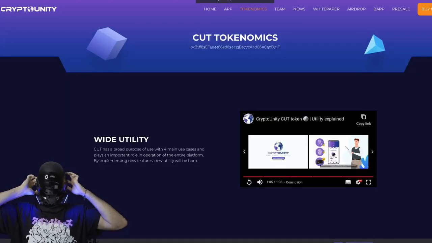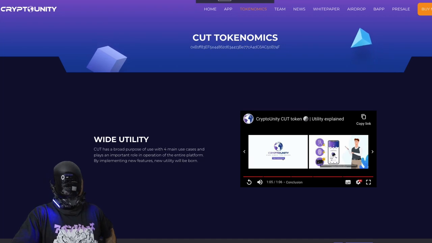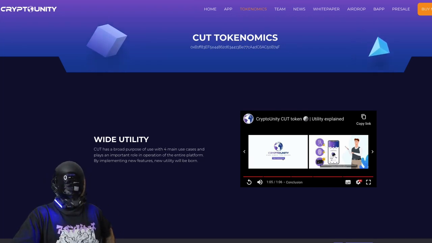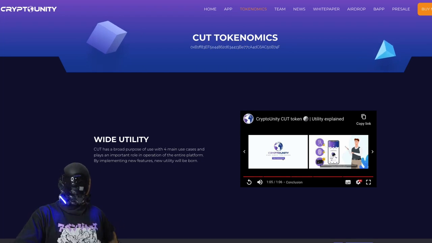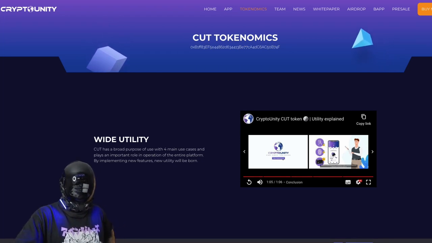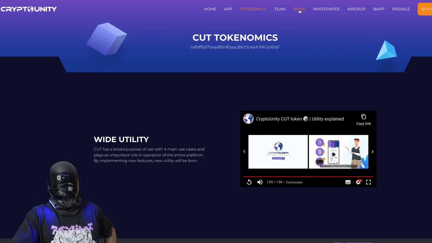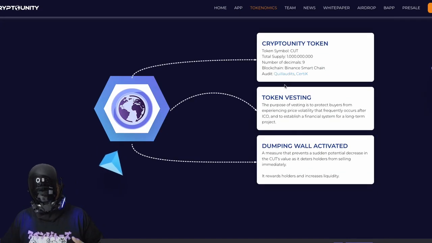Very, very interesting. Well, that is very interesting. This CUT token utility is the next move, and this is what we needed. Very good use cases, very important role in the operation of the entire platform. We like how this works. And so, what are we looking at?